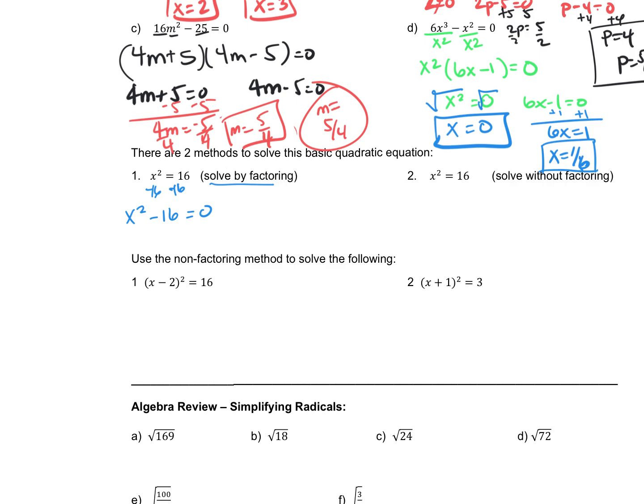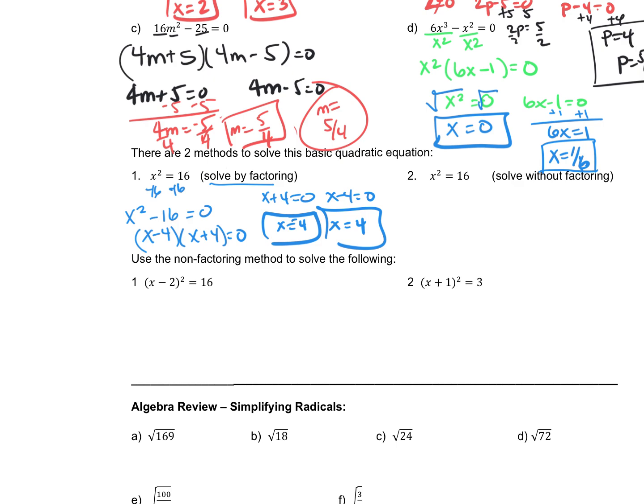So now this is a difference of squares. So I have x minus 4 times x plus 4 equals 0. And now I'm going to set them both equal to 0. Then x minus 4 equals 0. So we get x equals 4, and from x plus 4 we get x equals negative 4. Now, these are two of the same exact equations. They are not different, okay?